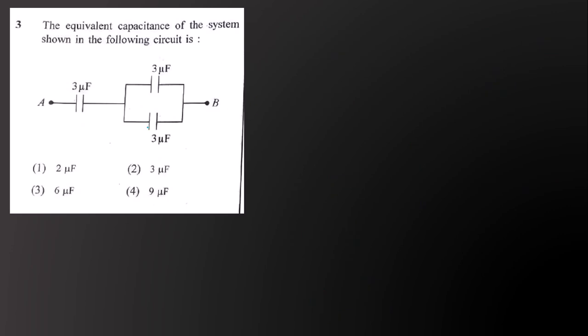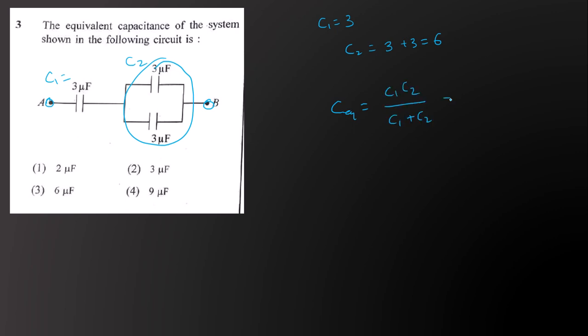Here a circuit is given, a section of the circuit is given, and we are supposed to find the equivalent capacitance between A and B. So this particular capacitor is in series with this unit. This unit is, let's say, C2. So C2 is equal to 3 plus 3 equal to 6. Therefore, the equivalent capacitance between point A and point B will be equal to C1 multiplied by C2 divided by C1 plus C2. So 3 into 6 divided by 3 plus 6, which is 3 into 6 divided by 9. So this will be equal to 2 microfarad. Let's move on.